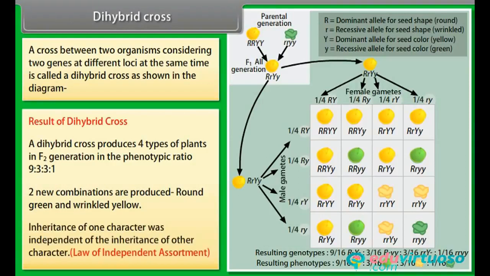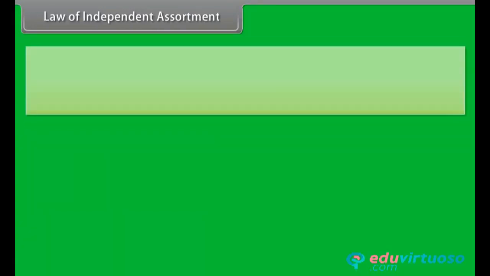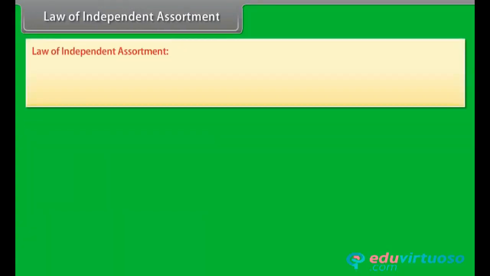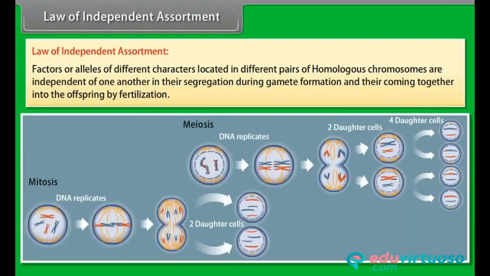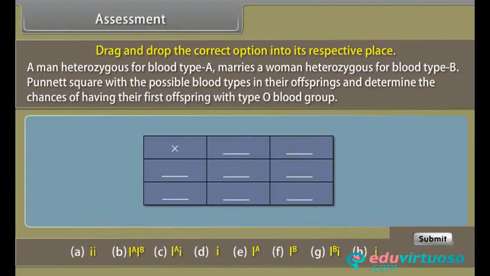Inheritance of one character was independent of the inheritance of other character. Law of independent assortment. Factors or alleles of different characters located in different pairs of homologous chromosomes are independent of one another in their segregation during gamete formation and their coming together into the offspring by fertilization. Assessment. Before proceeding further, let us know how much we have learned.